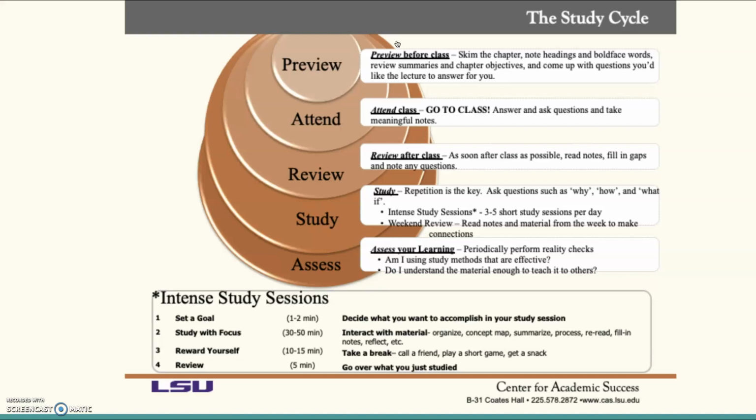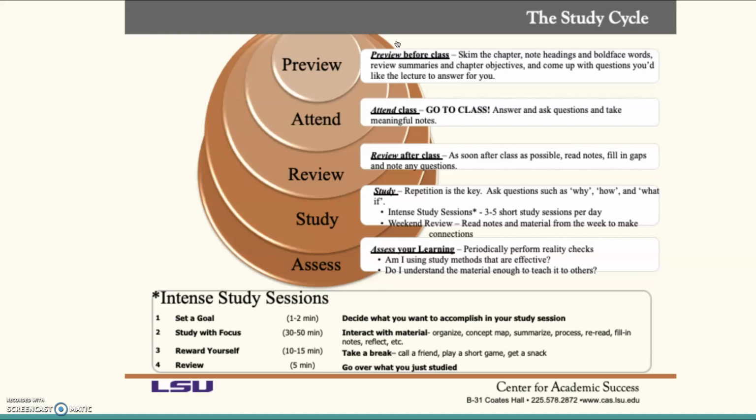So at the bottom of the screen, you'll see an outline for what an intense study session could look like. The first thing you'll want to do is set a goal for that session. The second is interacting with the material, and that's the bulk of your time. This can look like organizing the material, creating a concept map, summarizing the content, rereading things that were confusing, looking over those notes and filling in blanks, or reflecting.